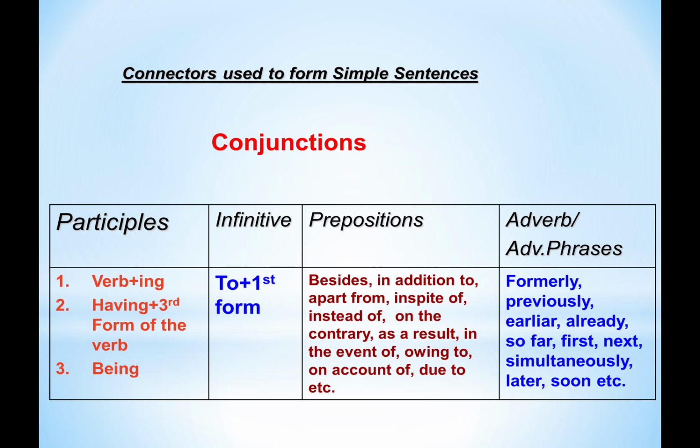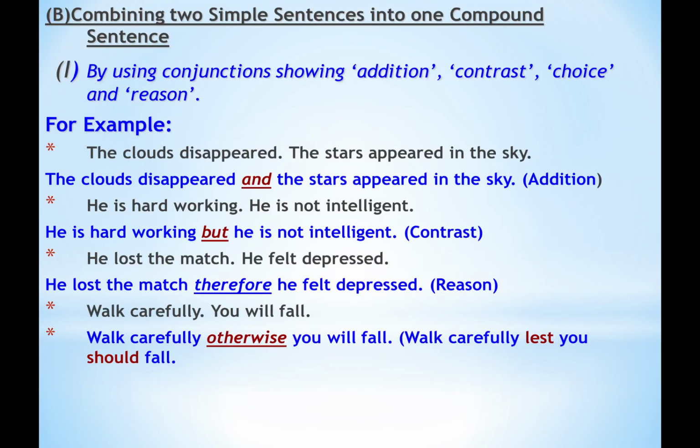Here is a table. Participle: verb plus ing, having plus third form of verb, being. Infinitive: to plus first form of verb, to go, to play, to sing, like that. Preposition: besides, in addition to, apart from, in spite of, instead of. All these help in making simple sentences. Adverb and adverbial phrases: formerly, previously, earlier, already, so far, first, next, simultaneously, later, soon, etc.